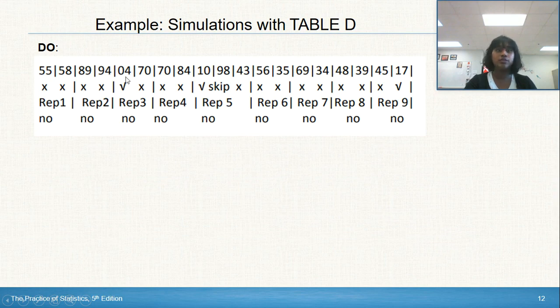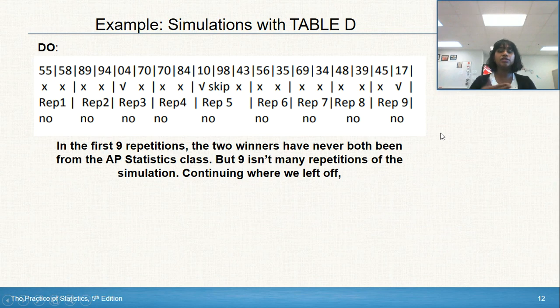89, 94, not our AP students. 04 is an AP student, but 70 is not, so that's a no, where we don't get both of them AP students. 70 and 84 are non-AP students. 10 is an AP student. 98 is outside parameters, so I skip it. So it's not 10 and 98, it's actually 10 and 43, but in order to have transparency, I'm going to write 98 as a skipped value. So repetition 5, again, has not 2 AP students. 53, 35, not 2 AP students. 69, 34, not 2 AP students. 48, 39, 45. So at this point, in the first 9 repetitions, no winners have ever been from the AP Statistics class.